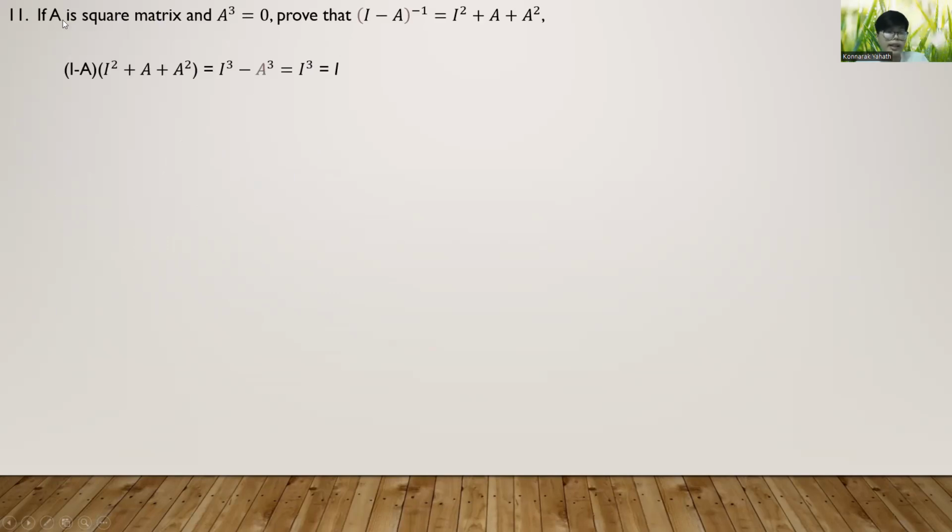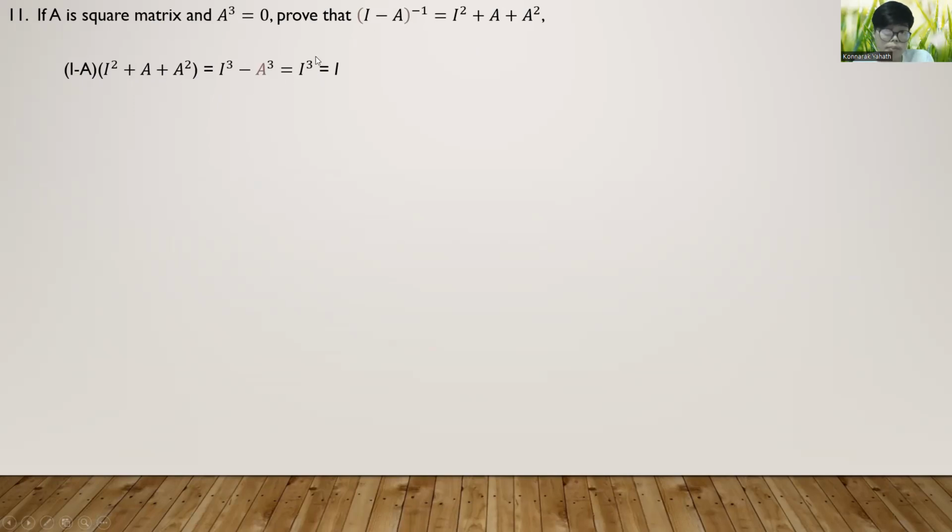So they said that if A is a square matrix and A cubed is equal to 0, prove that we get this property. In general, (I minus A) multiplied by (I squared plus A squared) must be equal to I cubed minus A cubed. And by default, they give that A cubed is equal to 0. So it means that I cubed minus A cubed must be equal to I cubed.